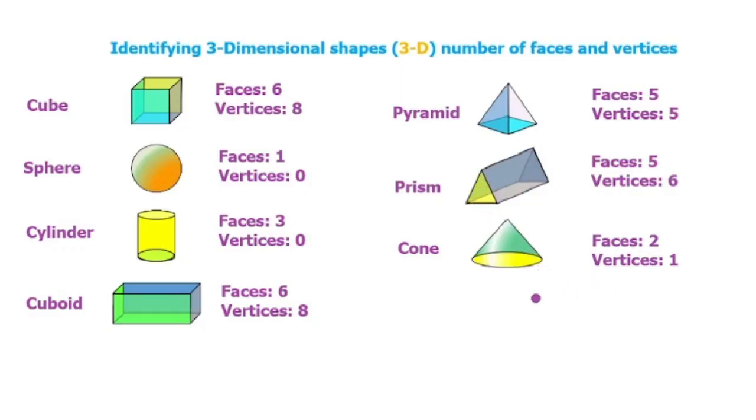A cone is pretty easy. There's 2 faces, just the round top and the bottom. Vertices, only 1 corner, so there's 1. So these ones are just things that you should remember and practice. So if you pause the video, you should practice naming the faces and the vertices. And if you get confused, just start the video again and watch it again.